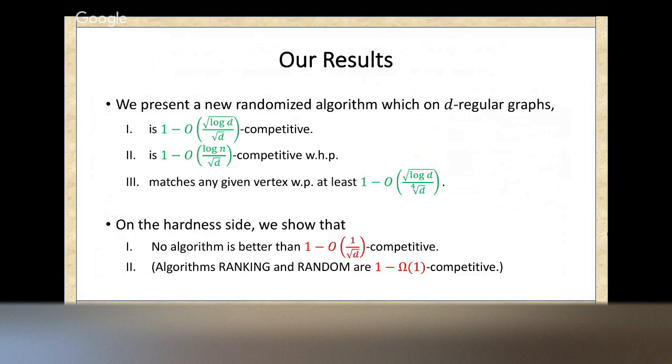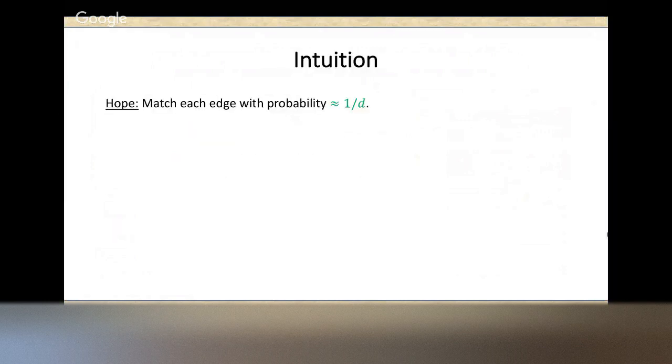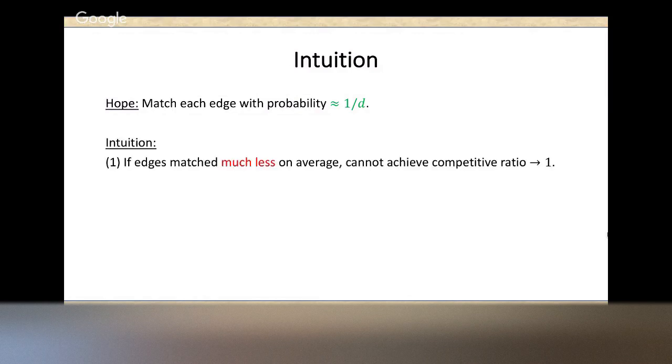All right, so let me try to hint at our general approach. The first thing we'd like to do is match each edge with probability roughly 1 over d. This is the optimal fractional solution. Our hardness result shows that we can't get exactly 1 over d, because that would give us a 1-competitive algorithm contradicting our lower bound. This is still the general direction we have to go if we want to get something tending to 1. So I'll try to motivate that claim. First of all, clearly, if edges are matched much less than 1 over d on average, then you're dead in the water. You're not going to get something tending to 1. So that's a natural hope.